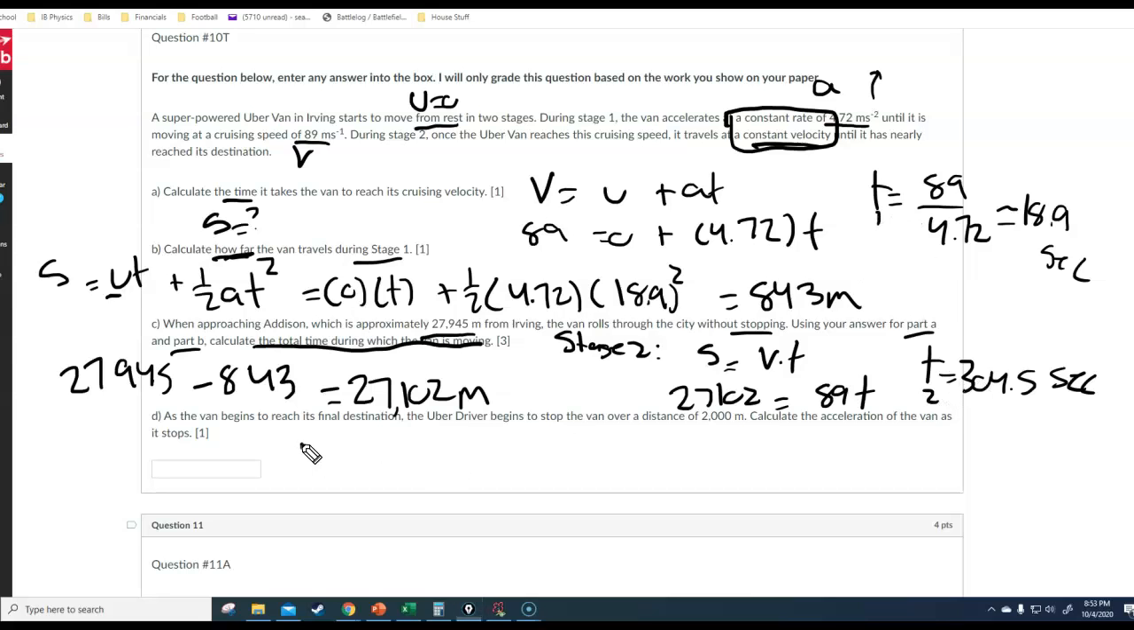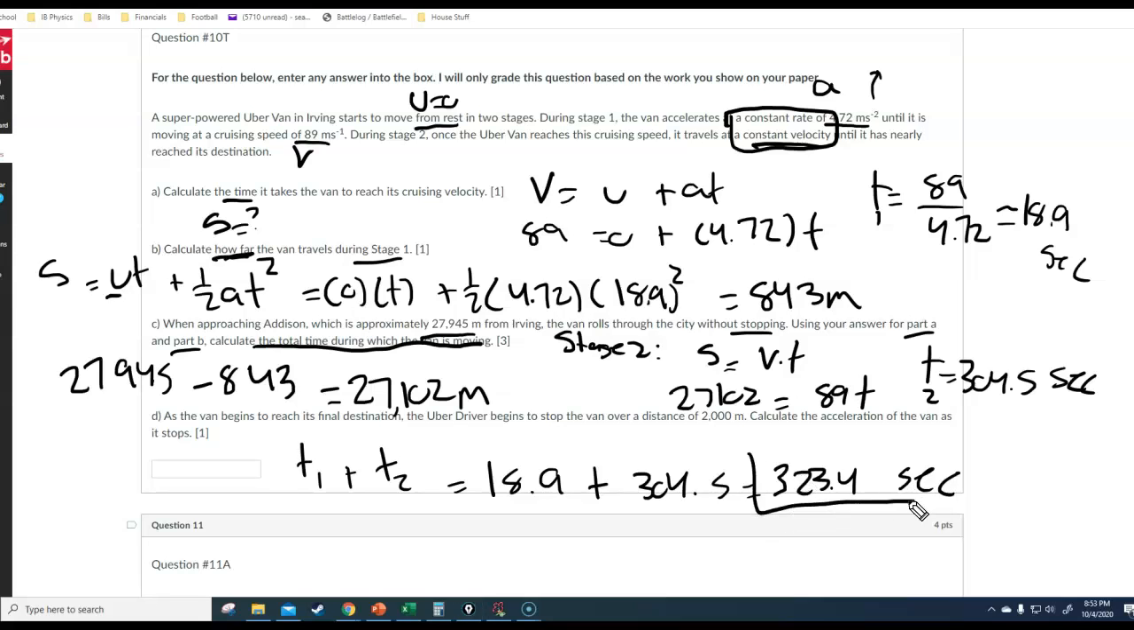And then the last step would be to add T1 plus T2, so 18.9 plus 304.5, and that is 323.4 seconds. Okay, and very few people got full points on that because most people did not realize that this stage 2 is constant velocity. Okay, so pause it there if you need to look at that question some more.